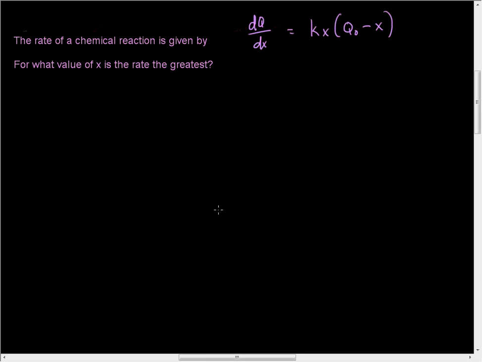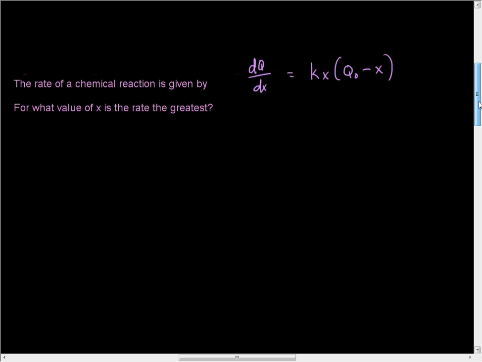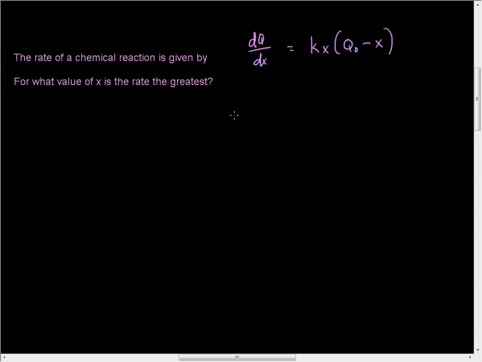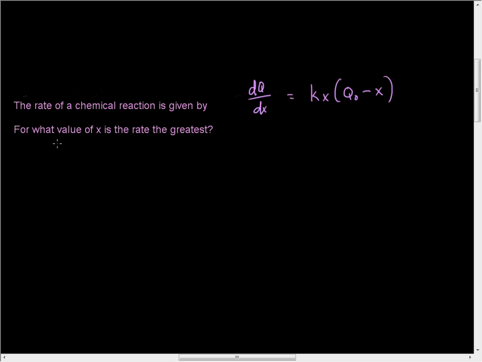In this video, we'll take a look at a rate problem. And in this problem, we are asked to find the value of x where the rate is the greatest. So the rate of a chemical reaction is given by this form here. And we're asked for what value of x is the rate of the reaction the greatest.